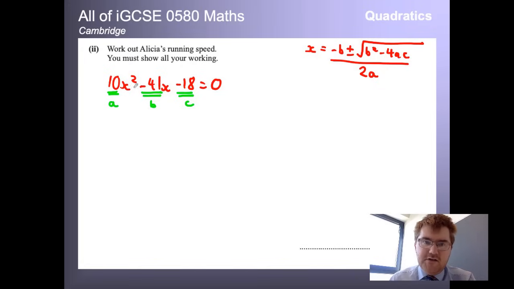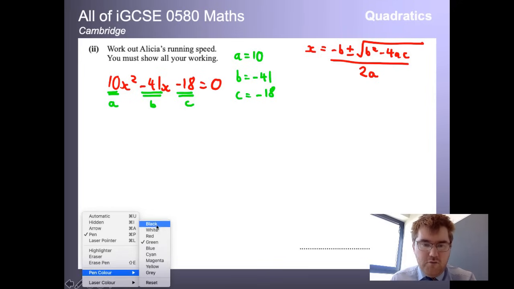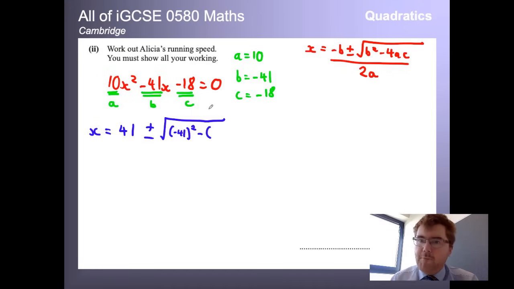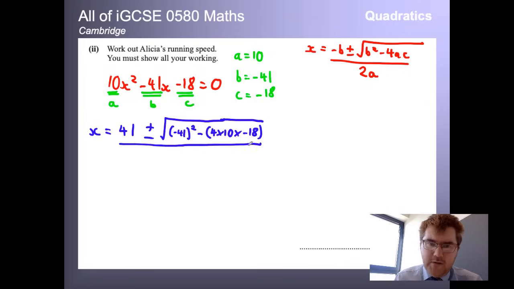So we're going to substitute these numbers into the formula. So a is equal to 10, b is equal to minus 41, c is equal to minus 18. And we're going to put all those in. Well, let's be careful about it. So x is equal to, well, minus b, so minus 41 is plus 41, plus minus the square root of b squared, so minus 41 in brackets, all squared, minus 4ac, so 4 times 10 times minus 18, all over 2a. Well, a is 10, so 2a is going to be 20.